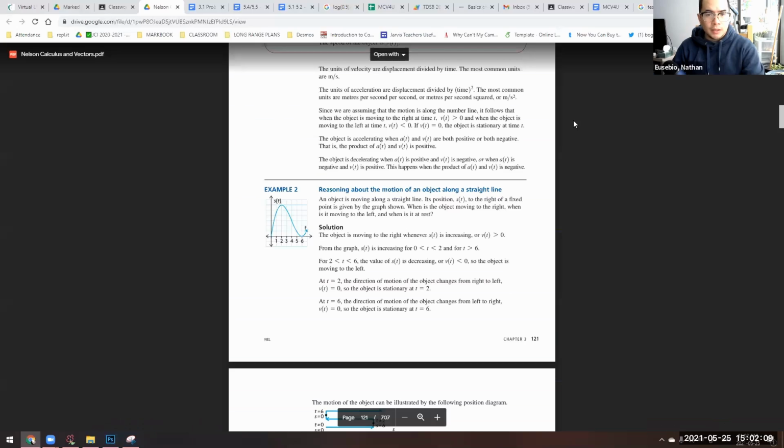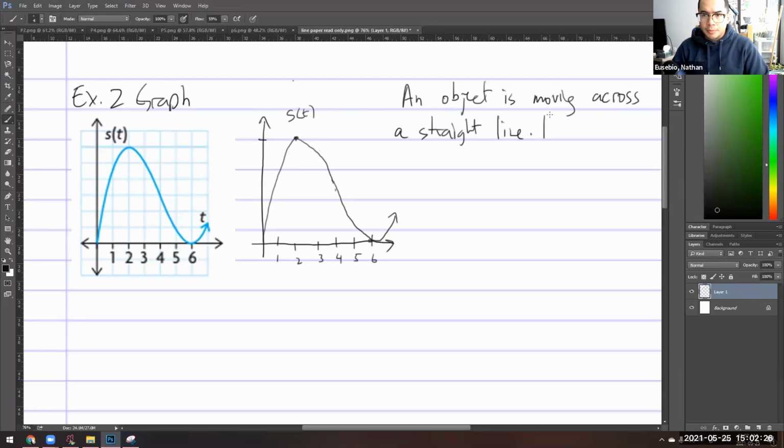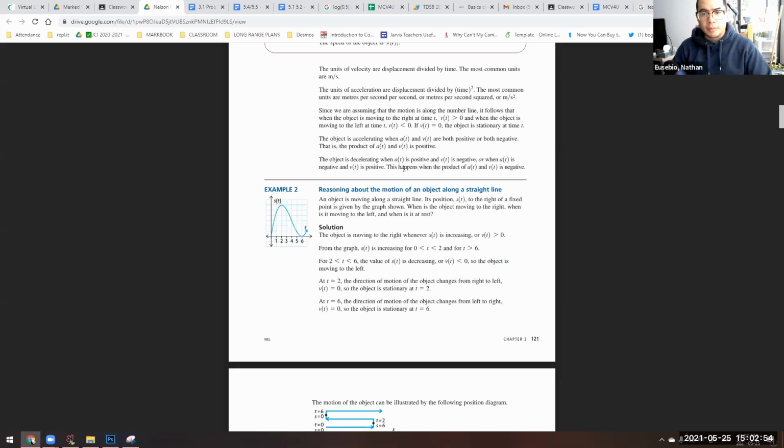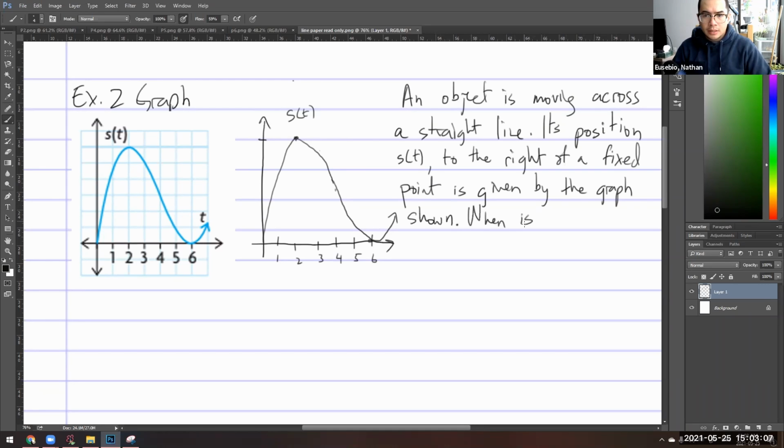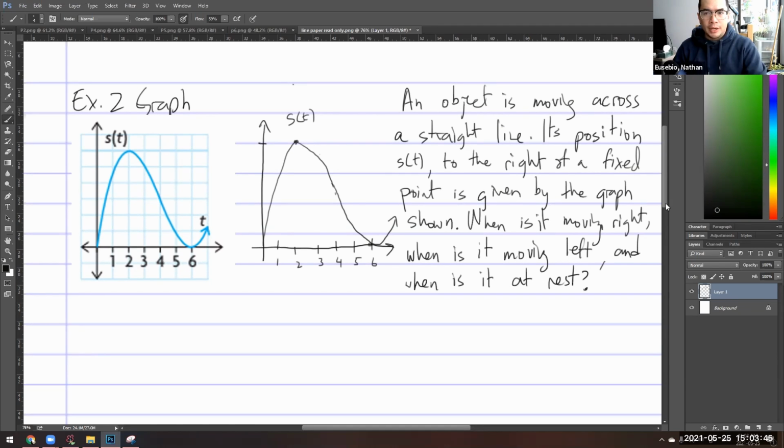Okay, there you go. So an object is moving along a straight line and its position to the right of a fixed point is given by the graph shown. When is it moving right? When is it moving left? And when is it at rest? So the object is moving across a straight line. What object? What are you talking about? I'm assuming they probably mean particles and stuff, like you're probably doing research on the Large Hadron Collider or something like that.